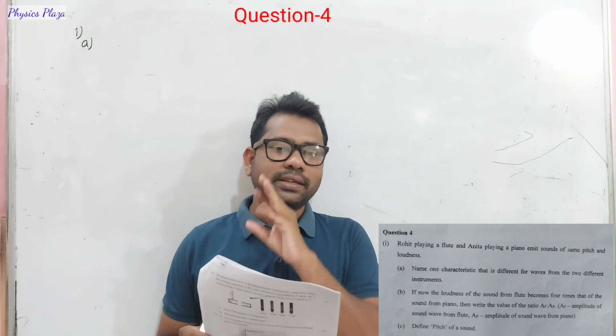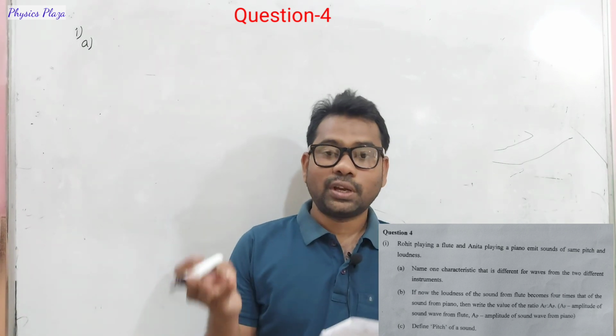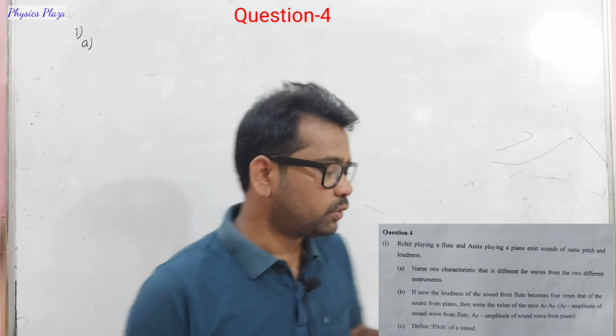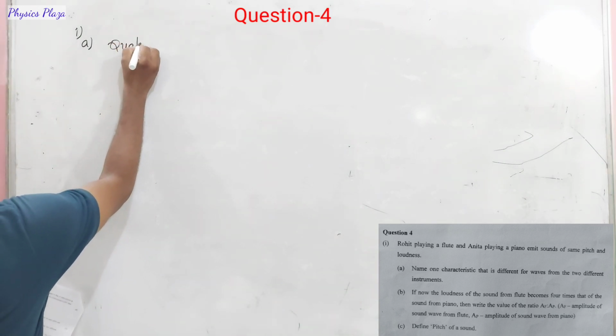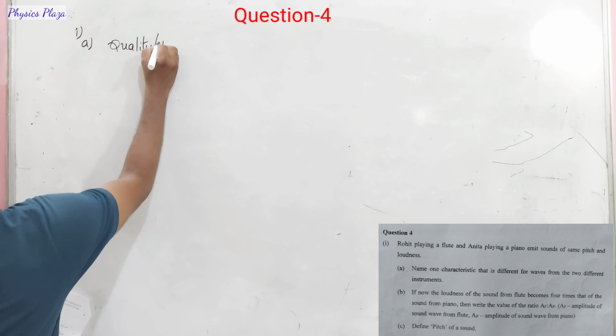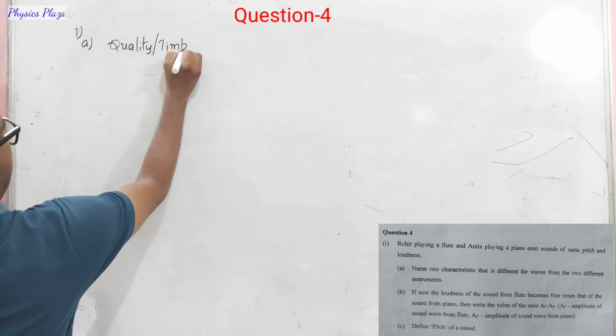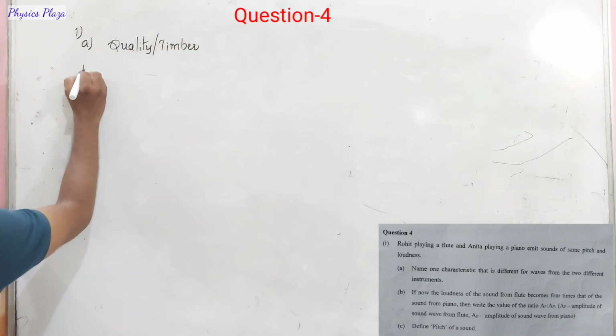There are three characteristics of sound: pitch, loudness, and the third one is quality. So you must write quality. Children, you can write quality or you can also write timbre. It is also accepted.